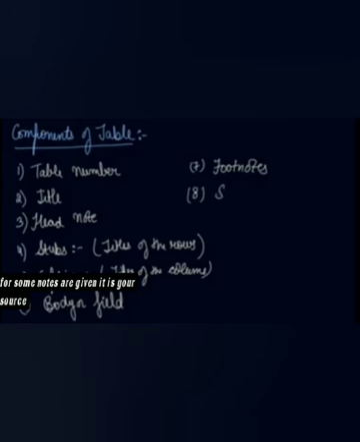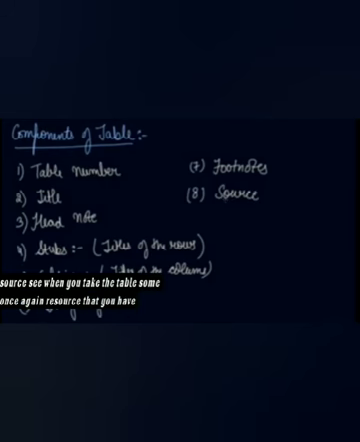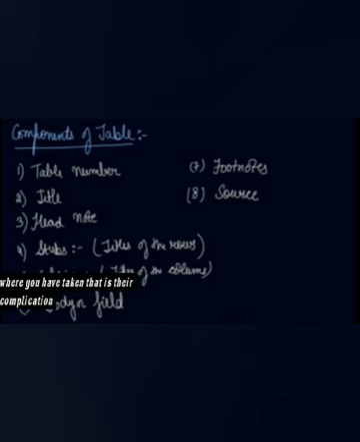Eighth is your source. See, when you take the table from some secondary source, then you have to mention the source of the table from where you have taken. That is your publication or publisher, year of publication, reference, page number, etc. So you need to write the source in that part.